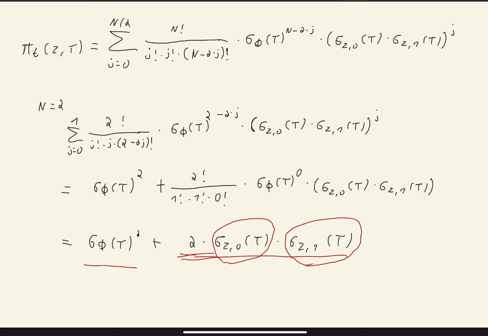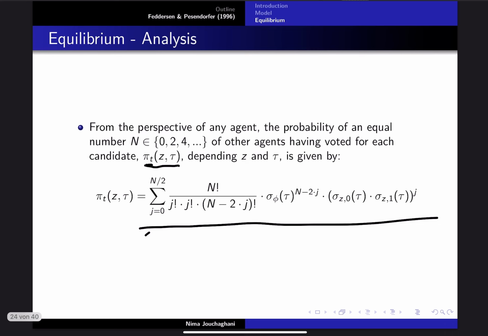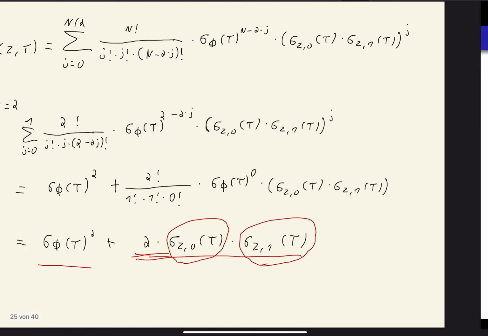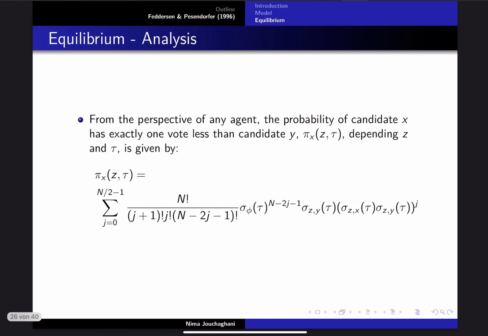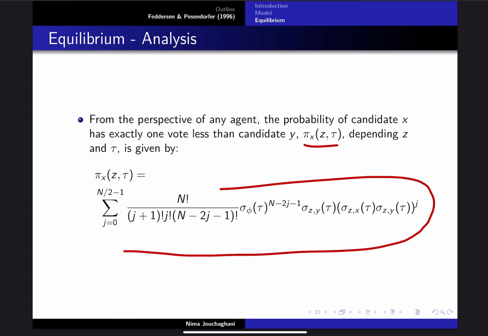Okay, so yes, I think then this should be clear. So we will need this. And then there is also the probability that from the perspective of an uninformed independent agent, candidate X has exactly 1 vote less than candidate Y, which we define by pi x of z of tau. Again, this depends on the state and the percentage profile. And this is given by this expression here.